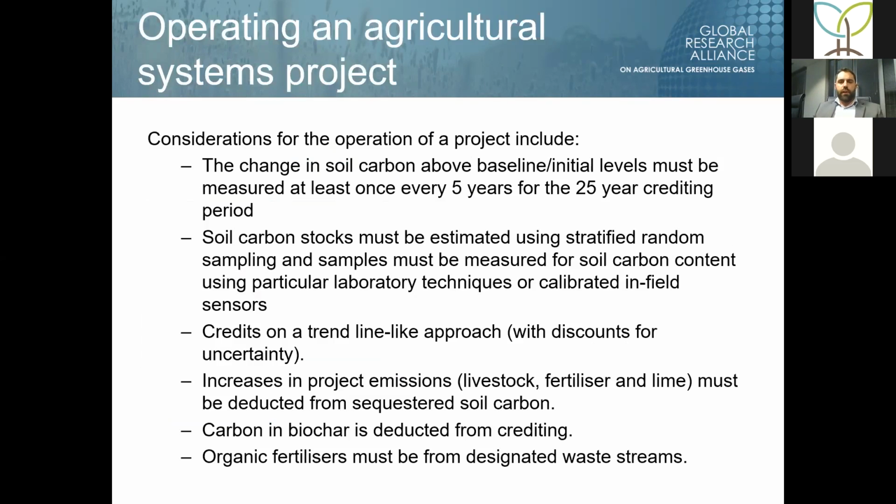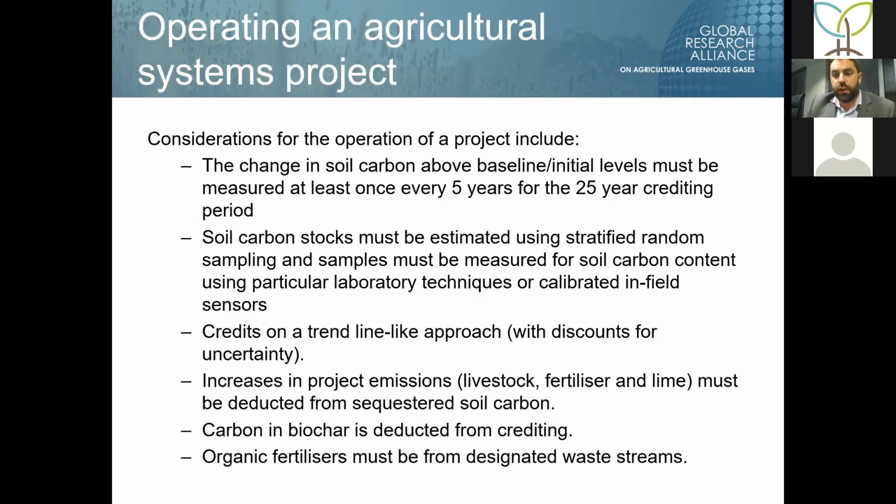You'll need to measure at least once every 5 years for the 25-year crediting period under the agricultural systems method. The soil carbon stocks must be estimated using stratified random sampling, and samples must be measured for soil carbon content using particular laboratory techniques or calibrated in-field sensors. Vyt went through what that trend line looks like in terms of how increases over time are credited.